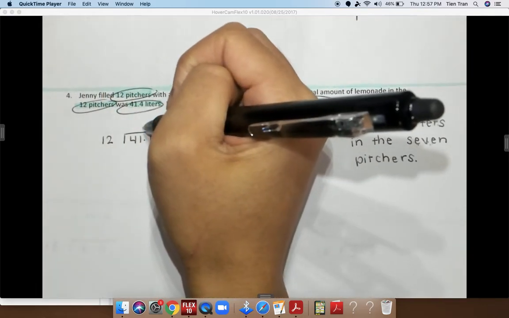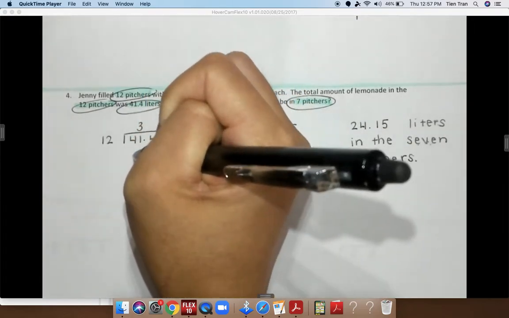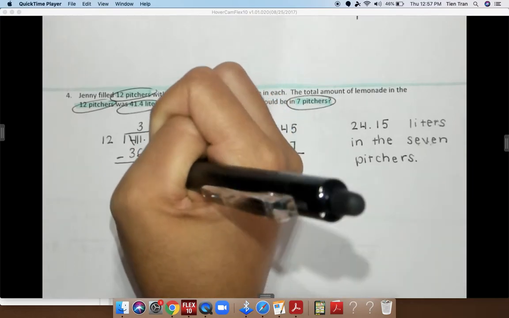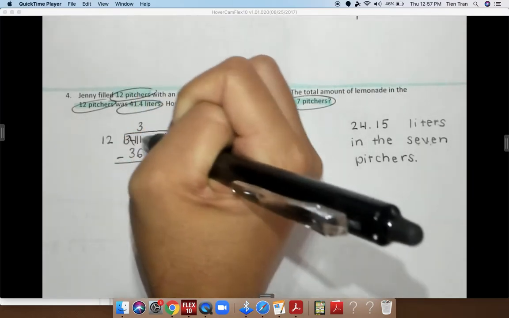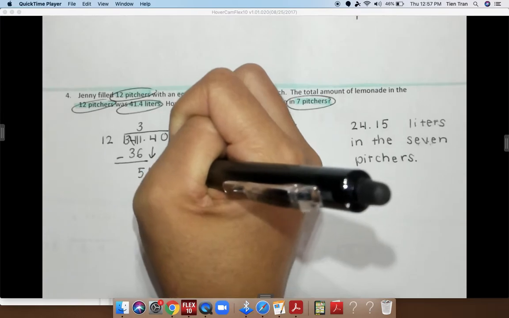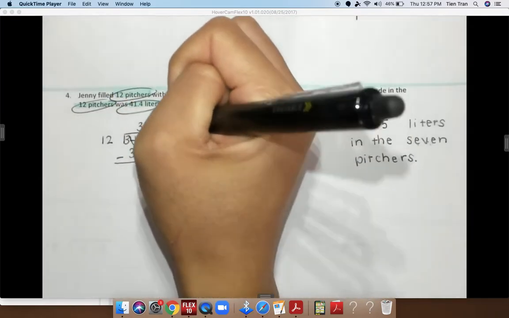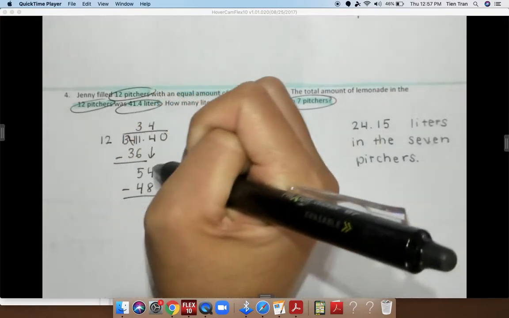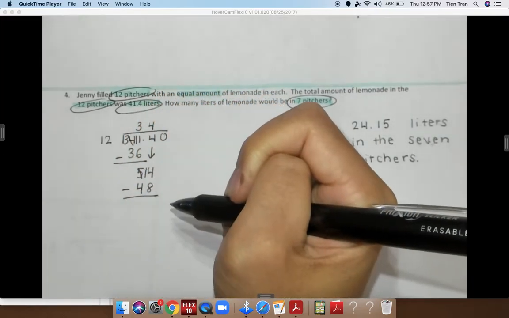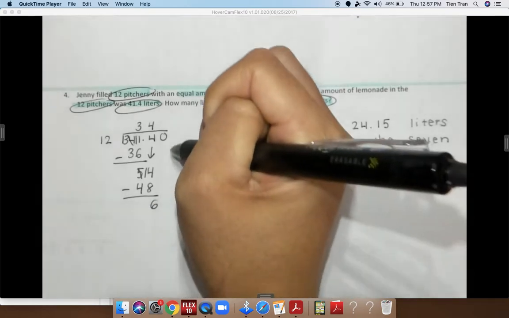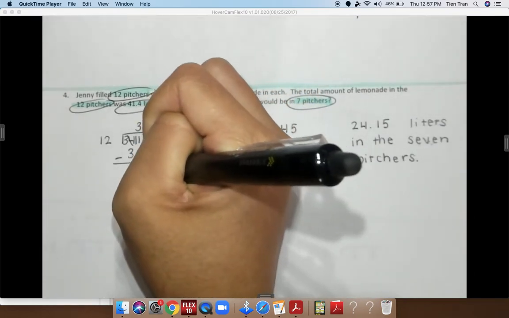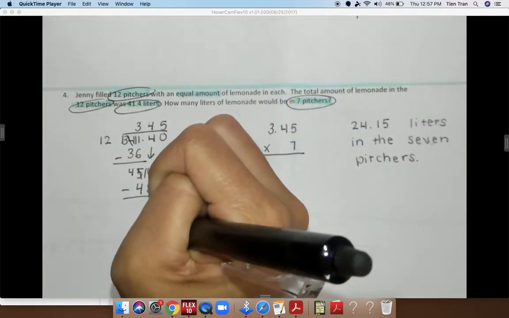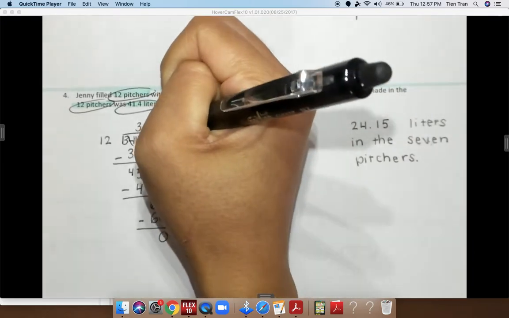So 12 can go into 41 about 3 times. 12 times 3 is equal to 36. 11 minus 6 is 5. 4 changes to 3. 3 minus 3 is 0. I don't need to write that. 12 can go into 54 4 times because 12 times 4 is equal to 48. Subtract. 14 minus 8 is equal to 6. Bring down my 0. 12 can go into 60 5 times because 12 times 5 is equal to 60. And I do not have remainder.